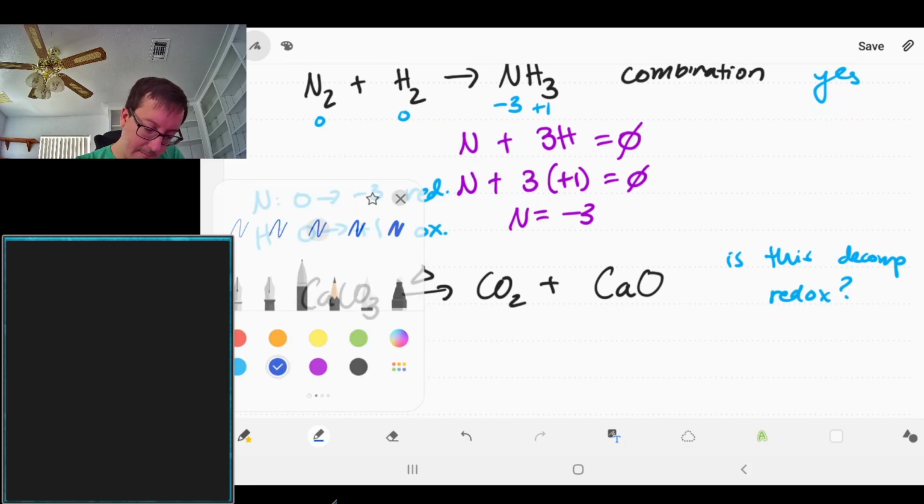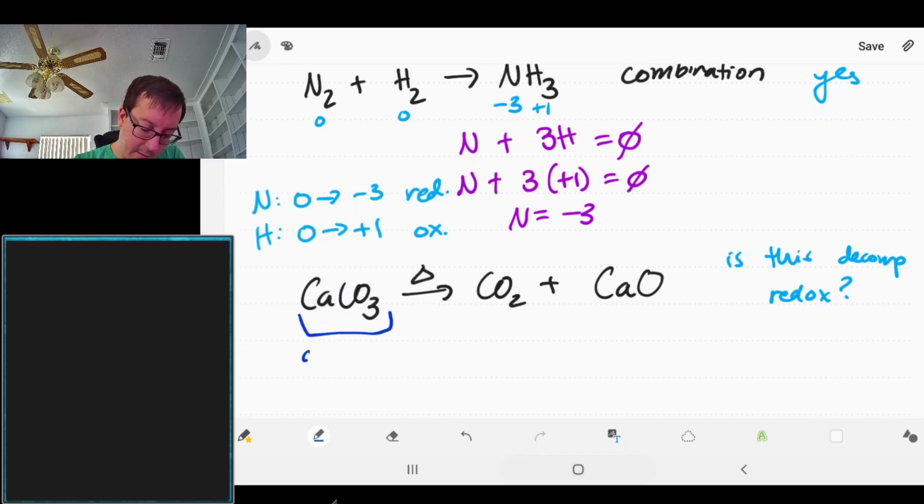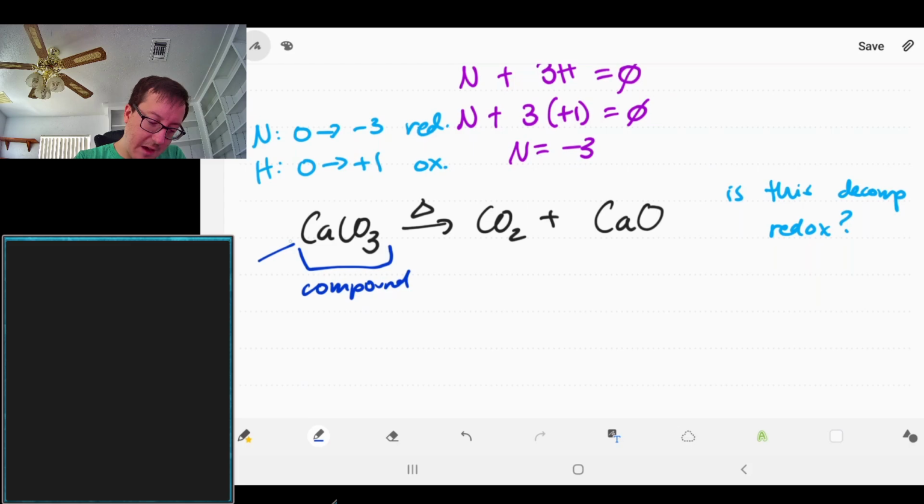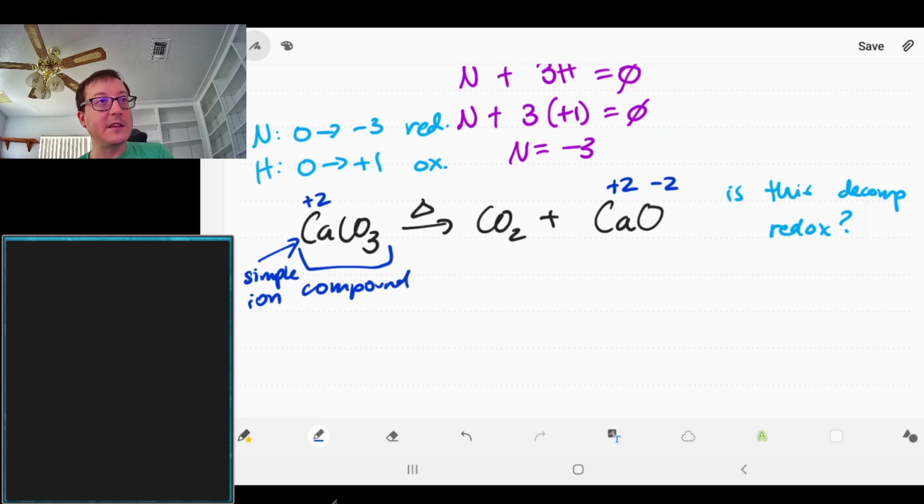First thing we see here, this is a compound, and we have in it a simple ion. Calcium is a simple ion. Carbonate is not a simple ion, but calcium is. Remember that simple ions have oxidation numbers equal to their charge. So we already know that calcium is positive 2. We can say that on this side too. In fact, those are both simple ions on that side. So we can go ahead and do those first.